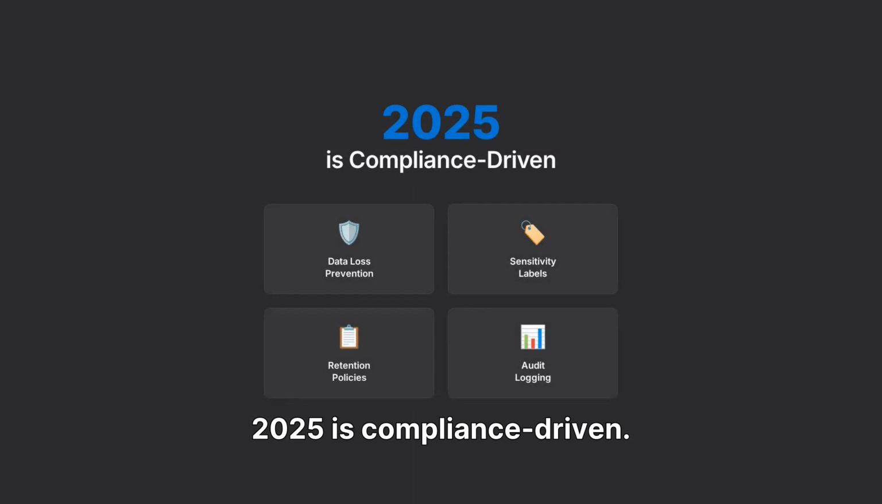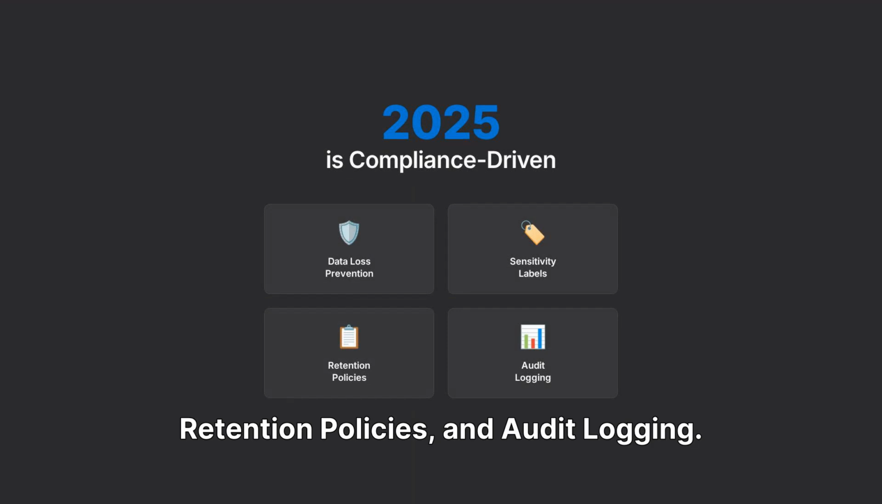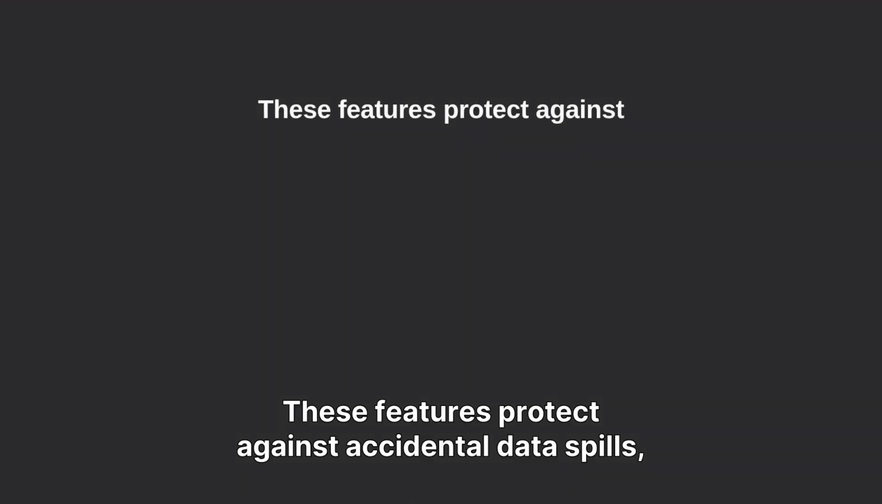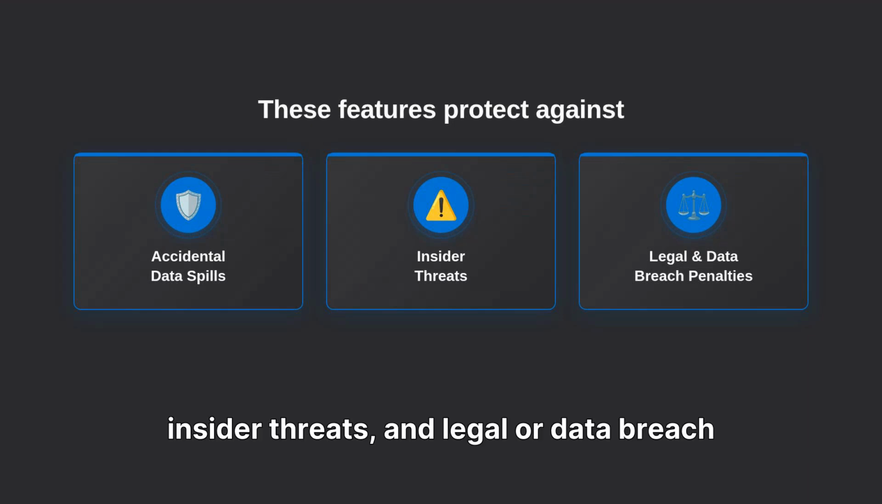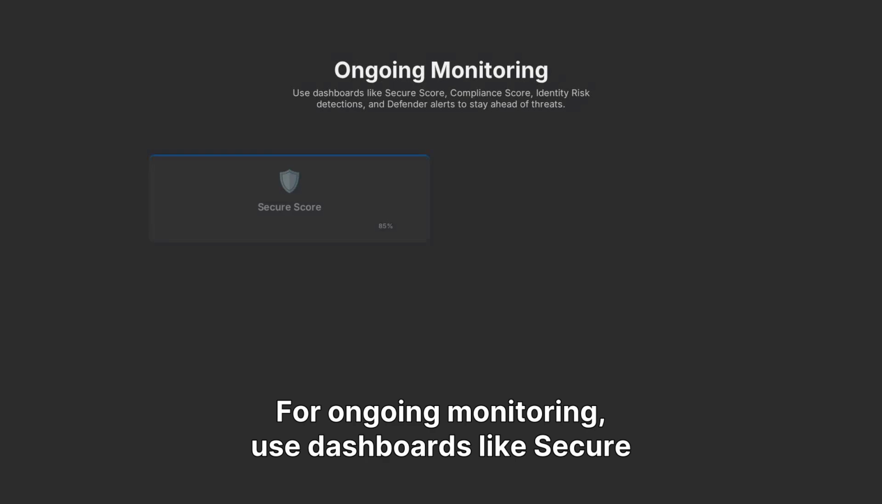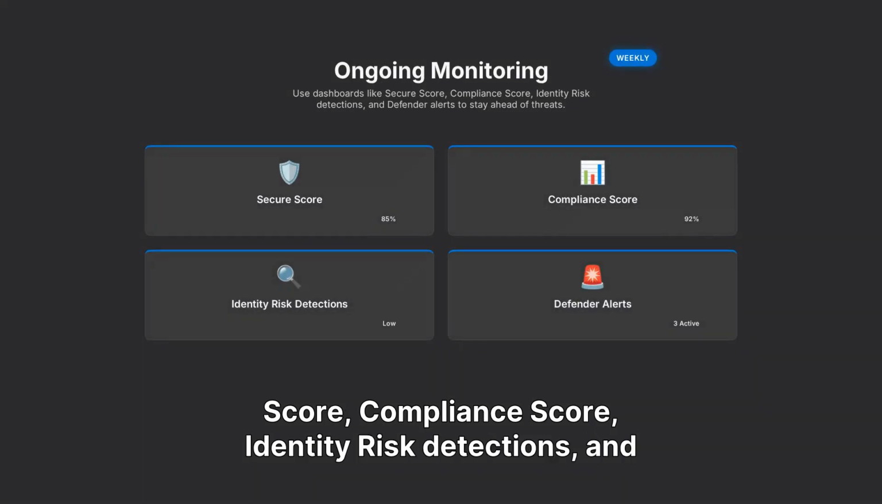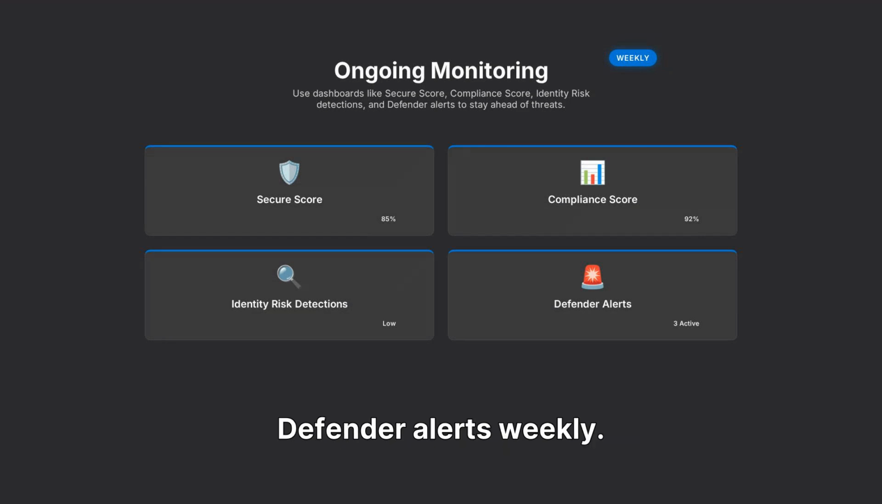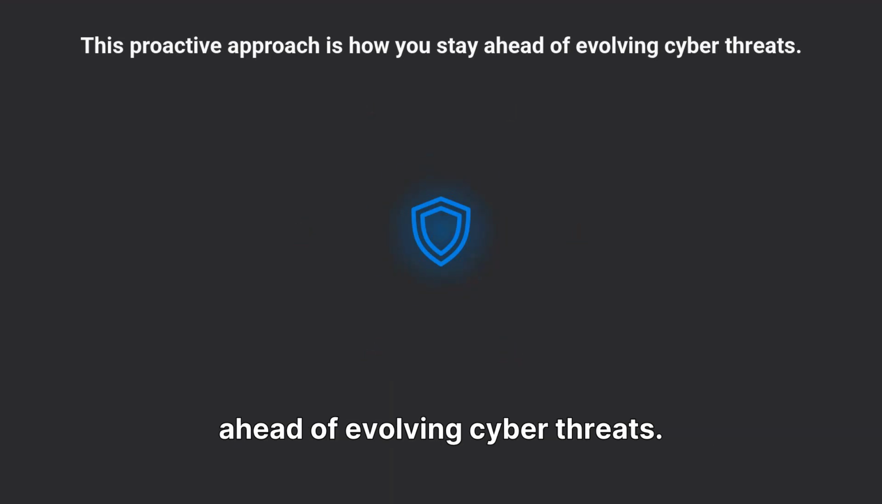2025 is compliance-driven. Turn on data loss prevention, sensitivity labels, retention policies, and audit logging. These features protect against accidental data spills, insider threats, and legal or data breach penalties. For ongoing monitoring, use dashboards like Secure Score, Compliance Score, Identity Risk Detections, and Defender Alerts weekly. This proactive approach is how you stay ahead of evolving cyber threats.